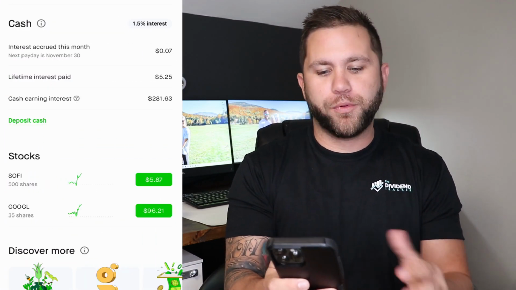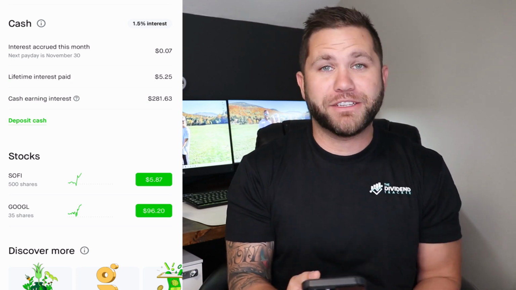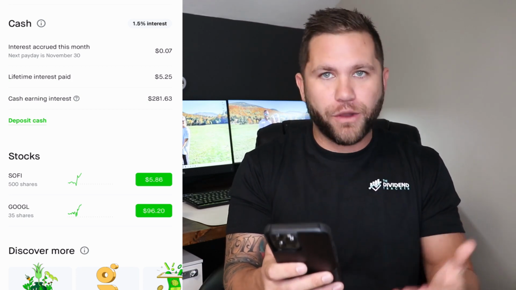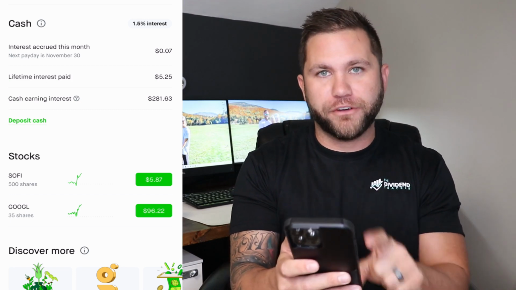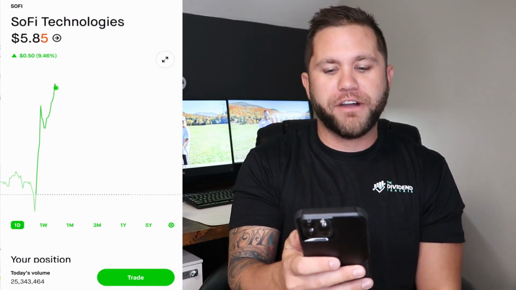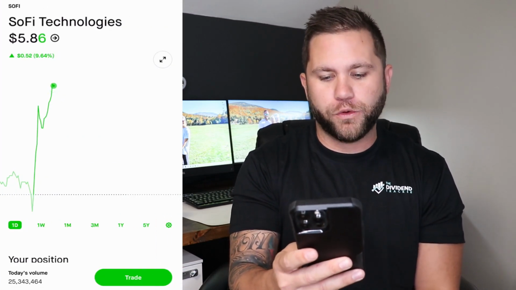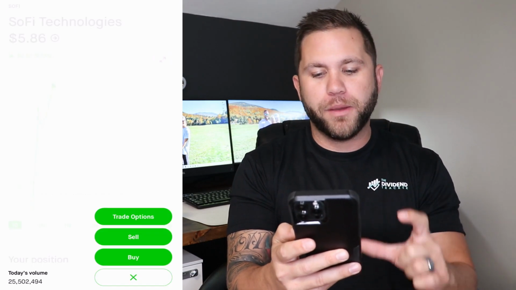So for today's example, I'm going to be using a stock I own in my Robinhood portfolio, and that is SoFi. So if you are trying to find how to actually start trading options on Robinhood, the first thing you will click is the stock that you want to trade options with. So again, we're using SoFi. We'll click SoFi, then you can see this trade button down here in the bottom right hand corner. You'll click that, that'll pop up a trade options.